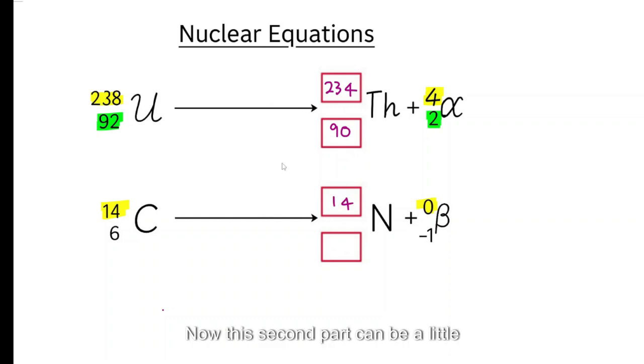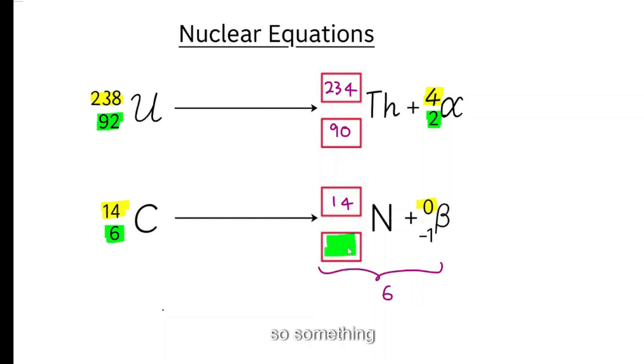Now this second part can be a little tricky. The total here is 6. So you need to think, what number should I write here such that the total is 6? So my total should be 6. So something take away 1 gives me 6. So obviously that must be 7.